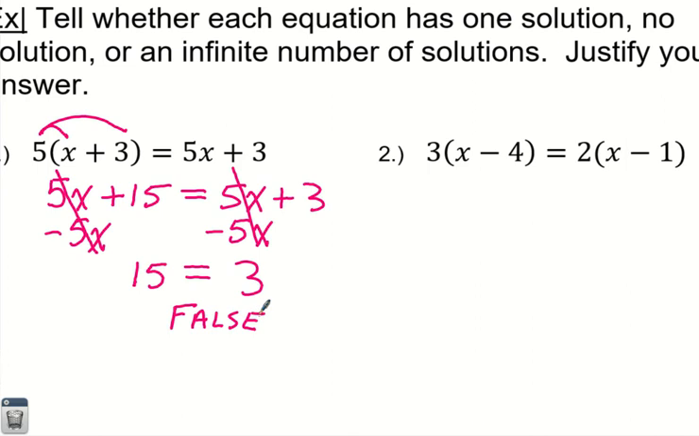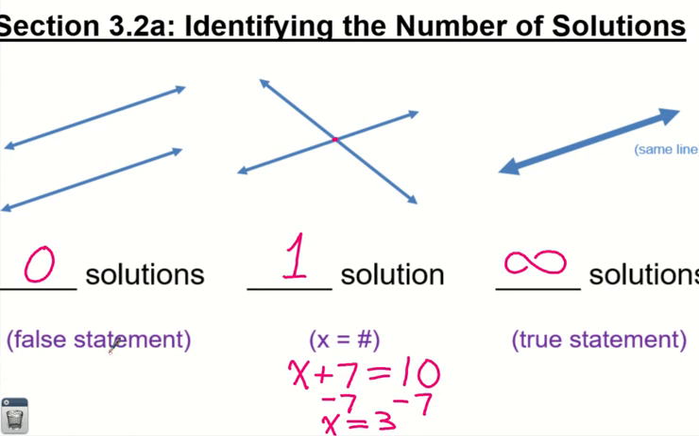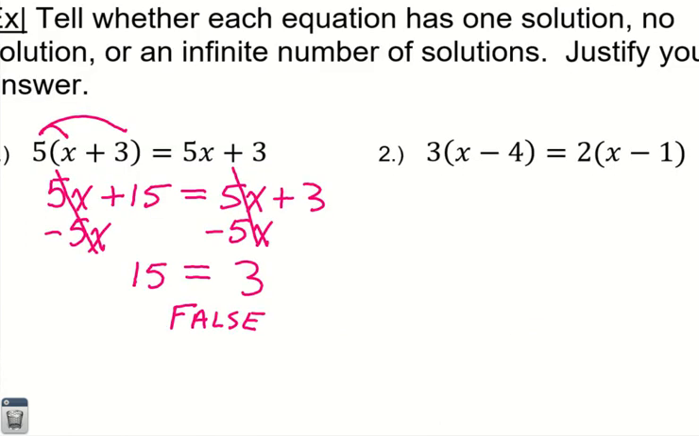That is a dirty, stinking lie. And that's what I mean by ending up with a false statement. When there's no x left over to equal anything, we just have this number equals this other number, and it's either true or it's false. 15 does not equal 3, liar. And so the final answer is no solution at all. That's how that works out.